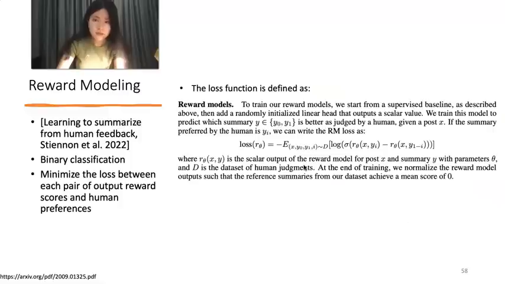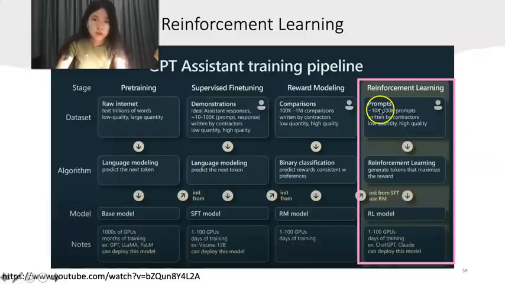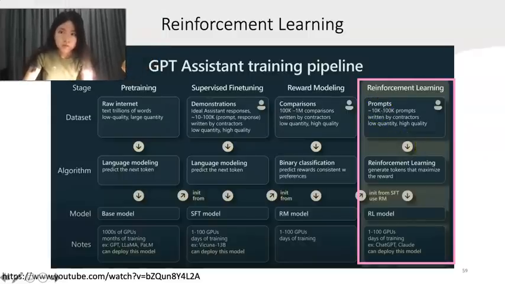So just to add, since you are minimizing the loss between each pair of output reward scores and human preferences, you have every pair from your data set of human judgments, and this is how the loss is officially defined. Right, so that's just a brief idea for reward modeling. And we can go into more details when I talk about the llama training. Let's now just look at reinforcement learning.